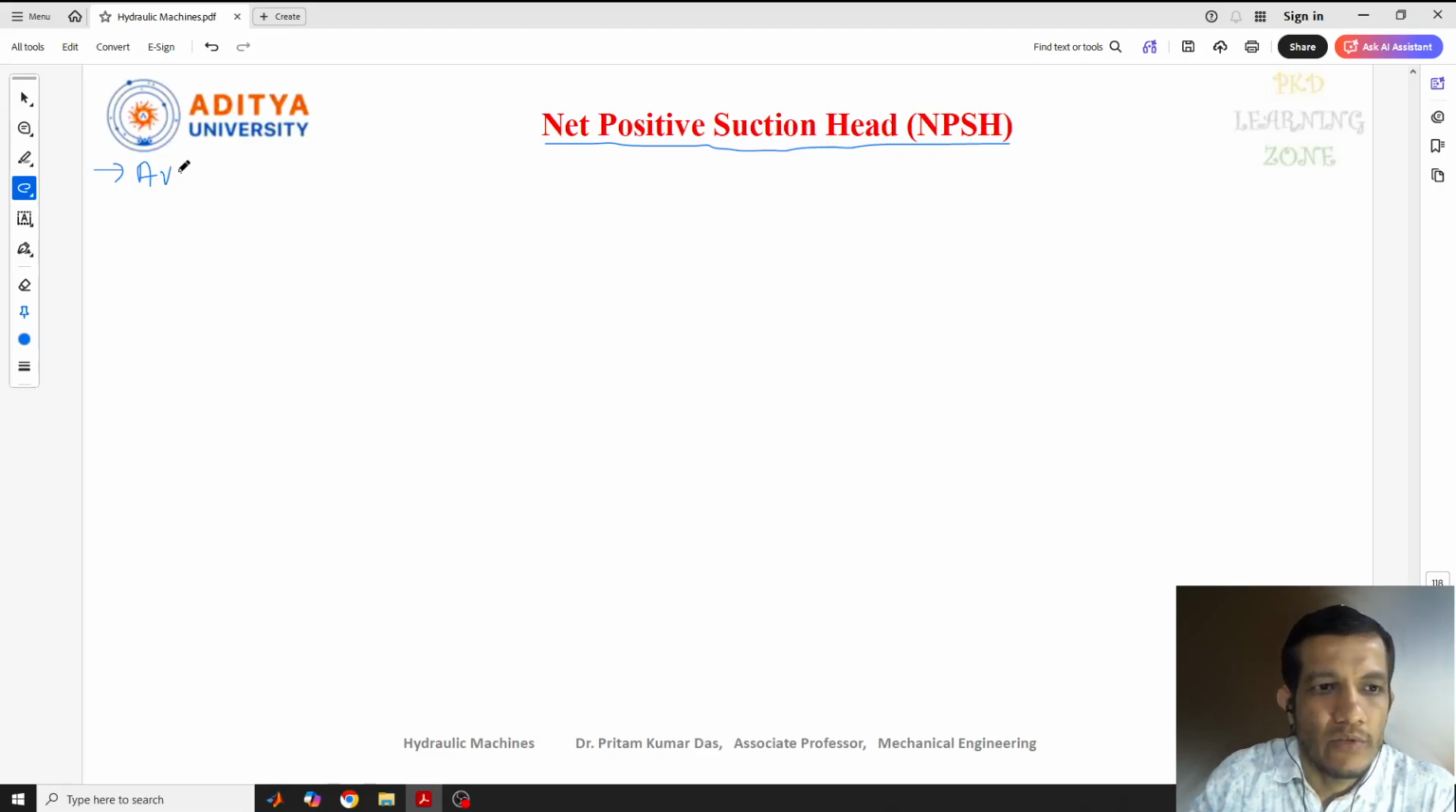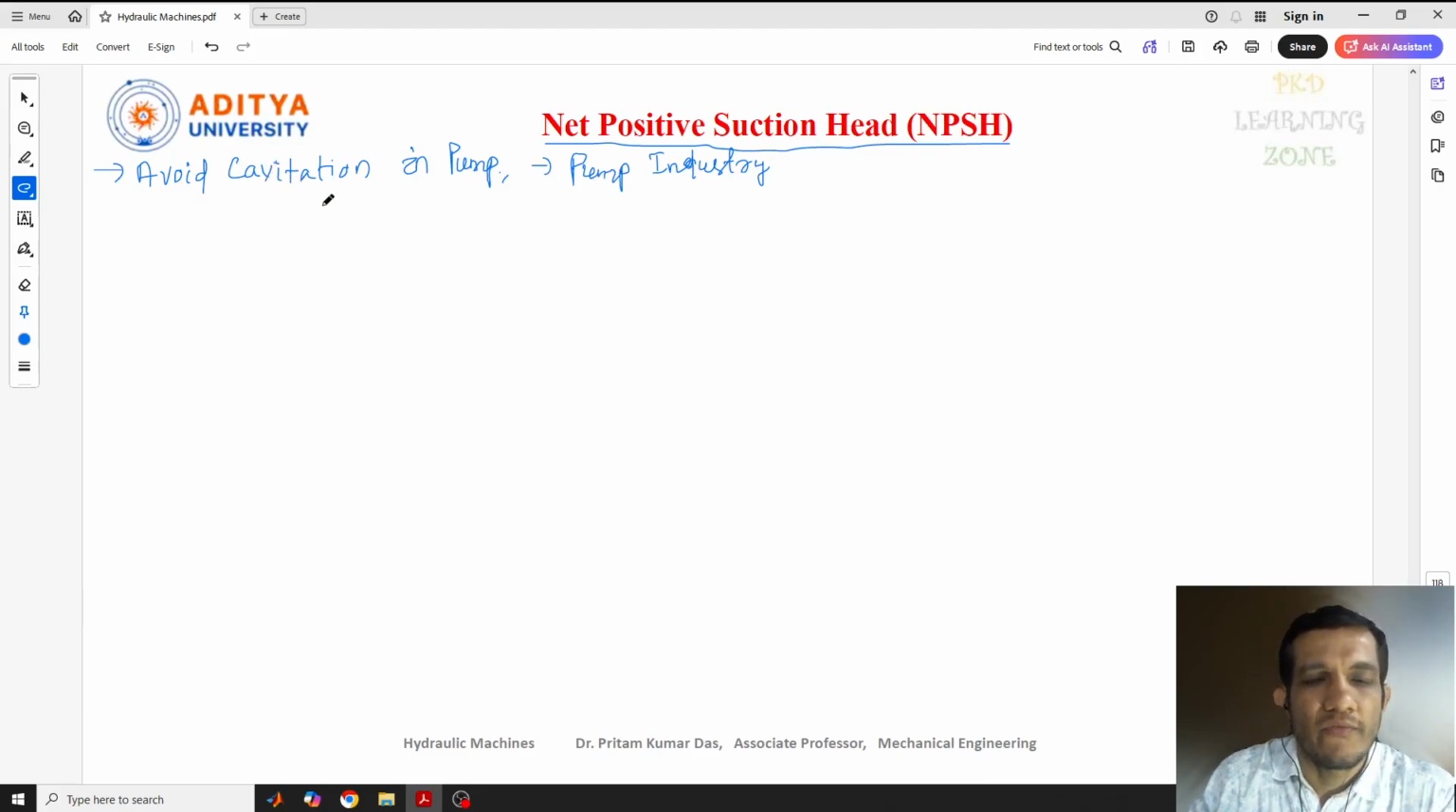This concept is used to avoid cavitation in the pump, and it is most commonly used in the pump industry because it is very essential for identifying the cavitation value. We know the effect of cavitation: if cavitation forms, a great deal of loss can happen. So we always try to avoid cavitation in the pump.